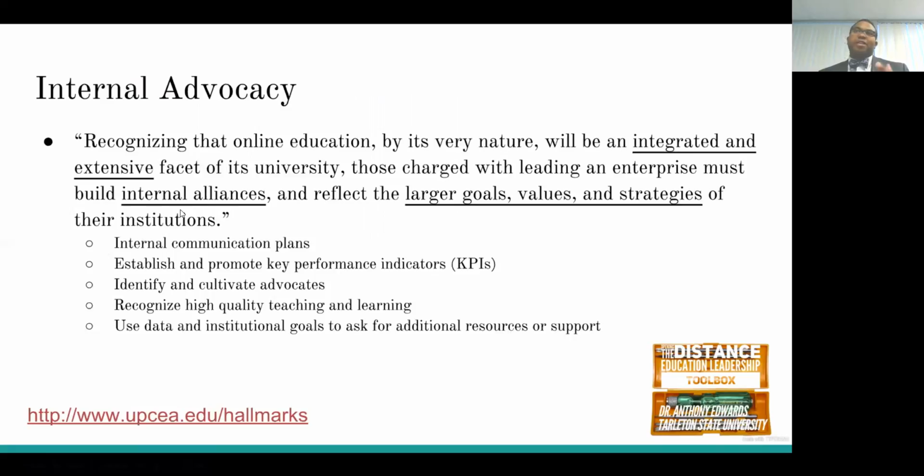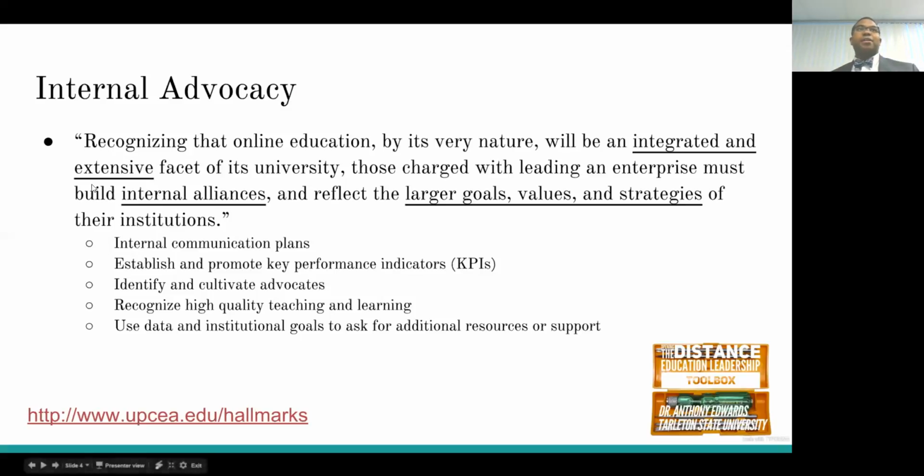So let's look at what the UPCEA says about that statement. It says, recognizing that online education by its very nature will be an integrated and extensive facet of its university, those charged with leading an enterprise must build internal alliances and reflect the larger goals, values, and strategies of these institutions. So let's look at some of the words that pop out to me there.